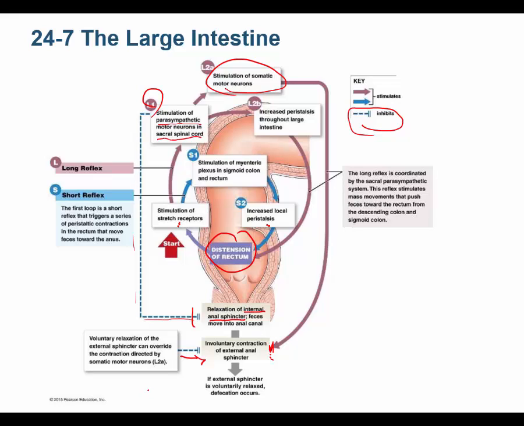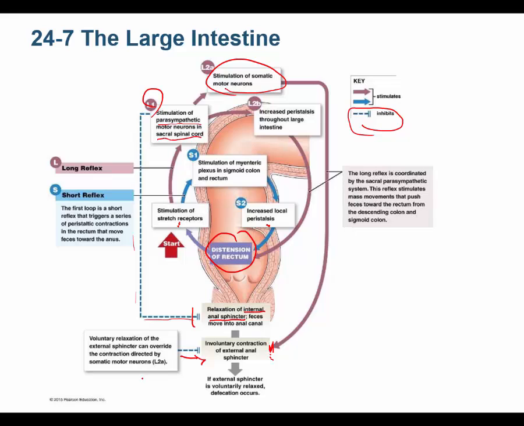So the defecation reflex is an automatic relaxation of the internal anal sphincter. It's an automatic contraction of the external anal sphincter. And then to actually defecate, you have to consciously make the decision to relax the external anal sphincter.